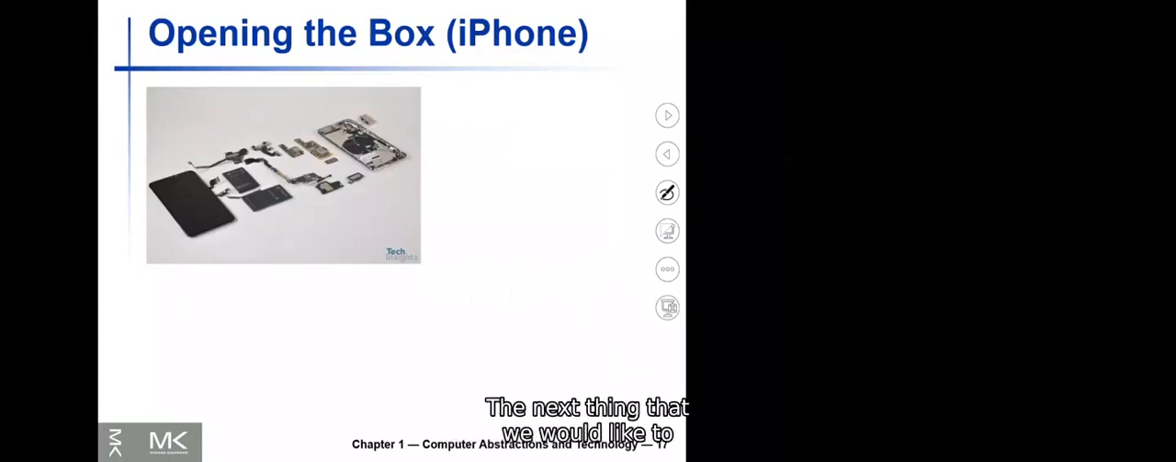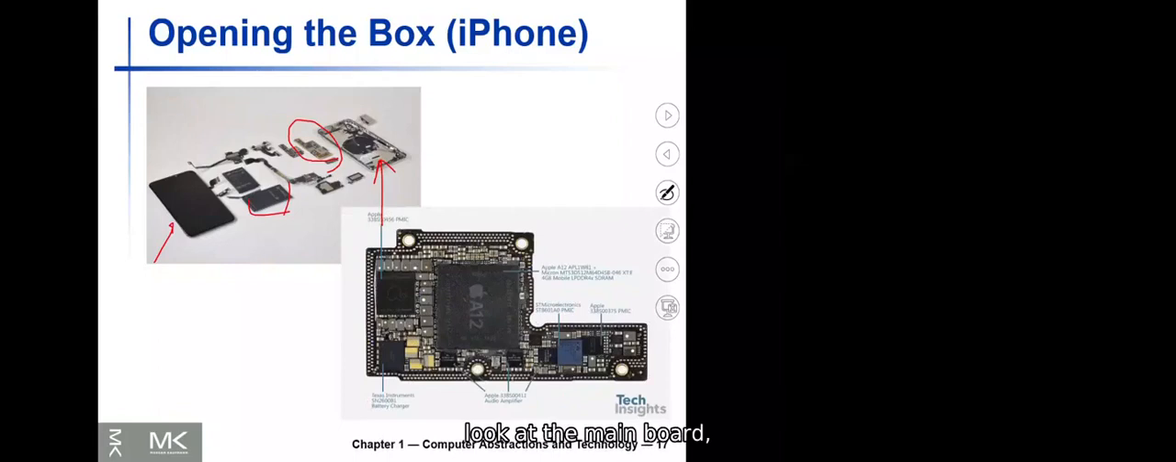The next thing that we would like to see is if we go to the box. So this is a post-PC era device, and all of you have that. This is an Apple iPhone, which you could see here. Here is the LCD display. This is the frame. This is the battery. This is the main board. The main board is this, and the other things: camera, the memory, the microphone.